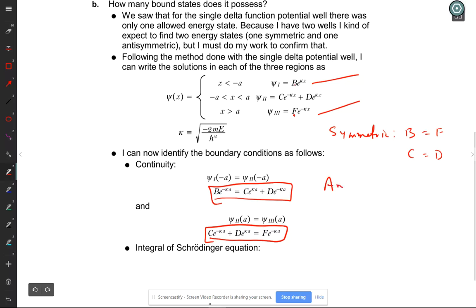Whereas anti-symmetric, B is equal to minus F, and C equals minus D.